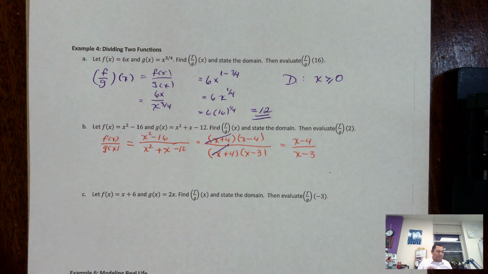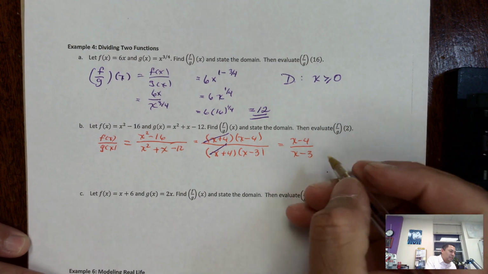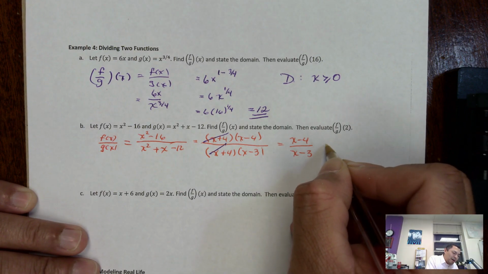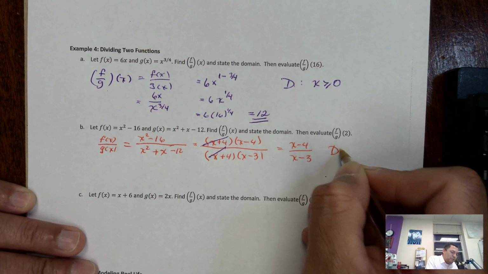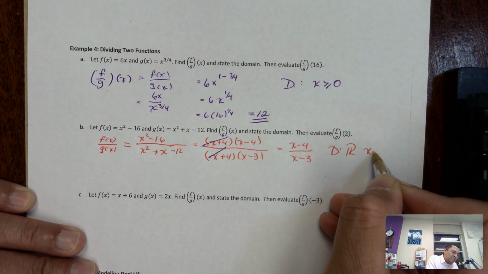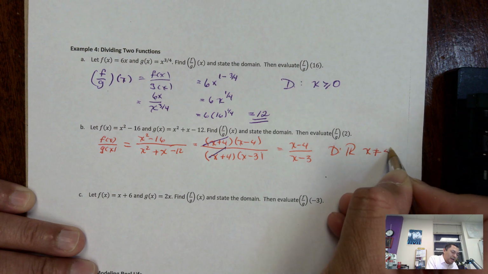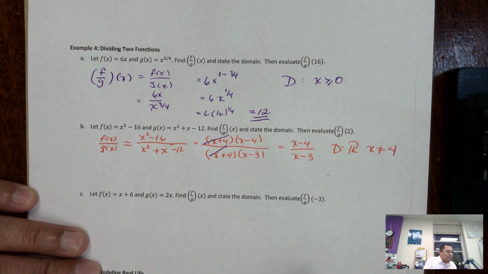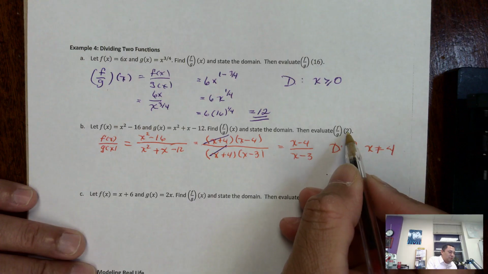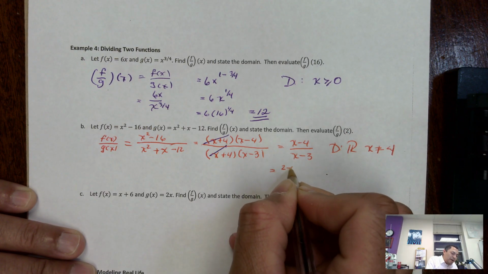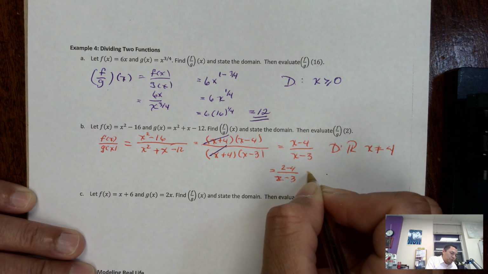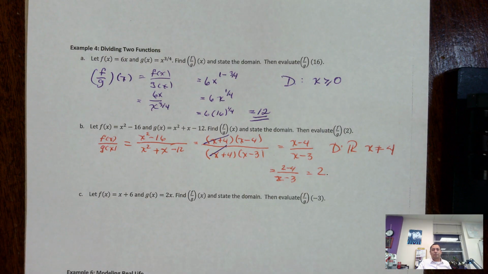What is the domain? We're going to evaluate later. So the domain in this case is going to be all real numbers except 4. x is going to be different than 4. Okay, for this problem, now we're going to evaluate. Remember, we're going to do 2. So this is equal to (2 minus 4) over (2 minus 3), which equals 2. So that's going to be my solution for B.